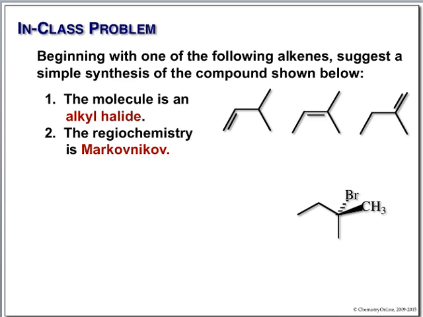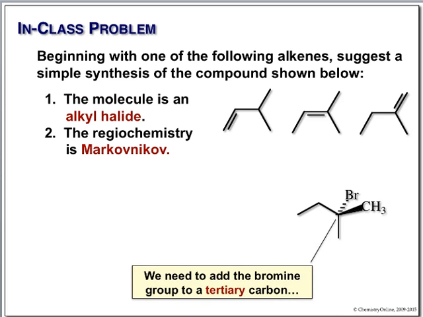Which one of these guys can give us a Markovnikov alkyl bromide? We have to put the bromine on the tertiary carbon. So here's our tertiary carbon, this one and this one. However, we remember that the addition of HBr Markovnikov style will proceed with rearrangement. So actually, all of these are going to work.